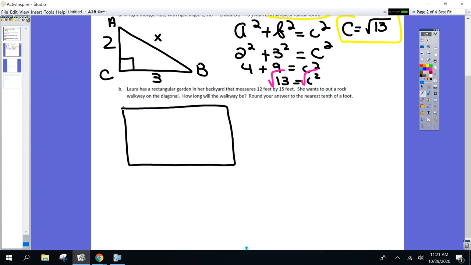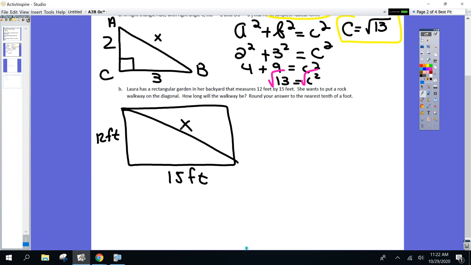Her garden is 12 by 15 feet, and she wants to put a little rock walkway on the diagonal. Really fancying it up, huh? Diagonal, guys, corner to corner. She wants to put rocks there. You can draw your own rocks if you want. How long is that walkway? I should have put the walkway the other way. There we go. How long is that walkway?